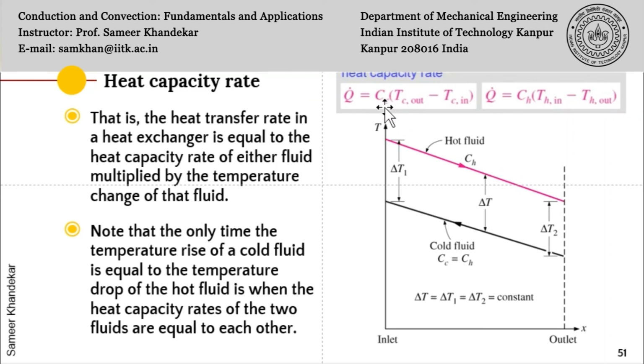So if the capital Cc and capital Ch are the same, then the delta T's will also be identical, and it will be a constant temperature change between the fluids. That means as you pass through the heat exchanger, the delta T remains identical. Whatever is the inlet delta T remains throughout in a countercurrent heat exchanger, for example. So delta T is equal to delta T1 is equal to delta T2, which is equal to constant.